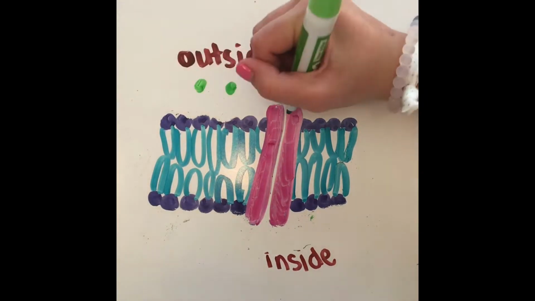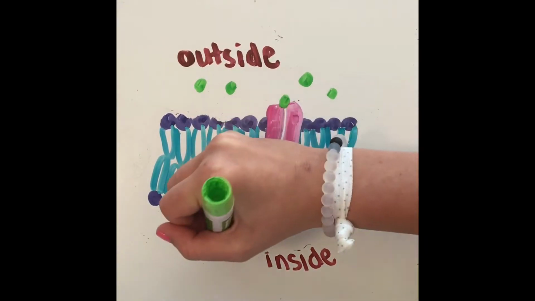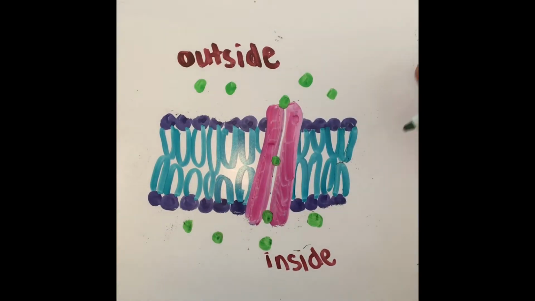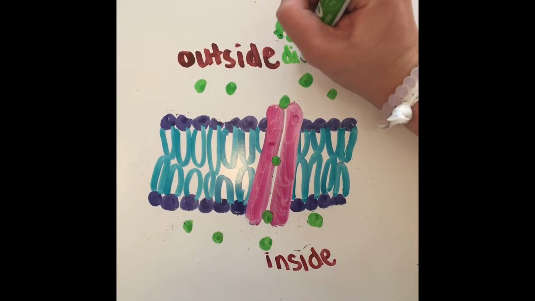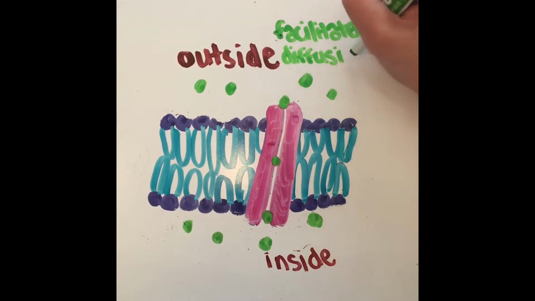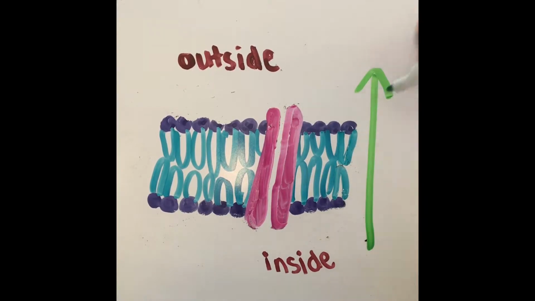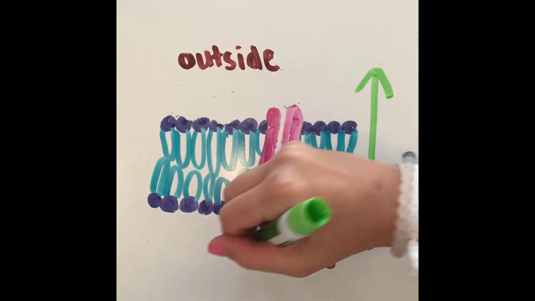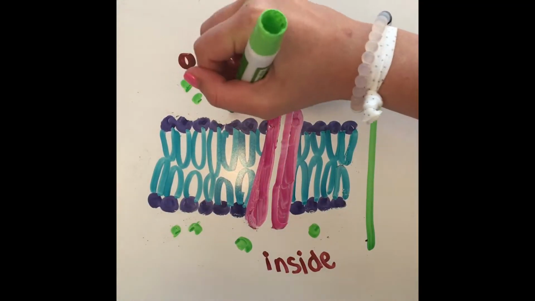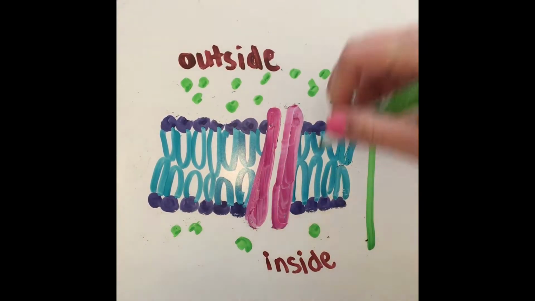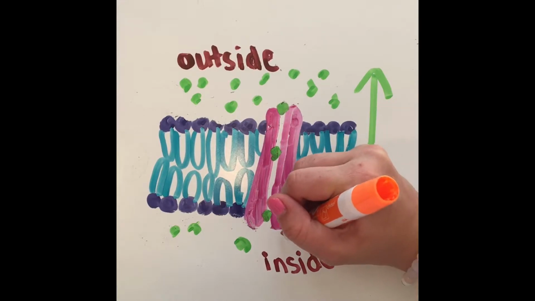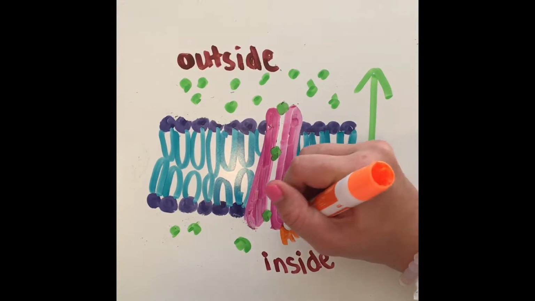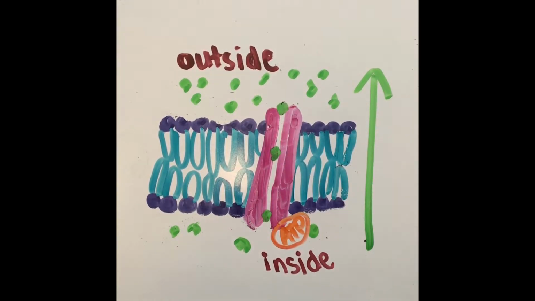Another type of diffusion is called facilitated diffusion, in which particles are transported by a channel protein through the cell membrane. This requires no energy. Another type of transport is called active transport, in which ATP, or energy, is used to transport particles. ATP is used to power the protein that transports the particles to and from the cell.